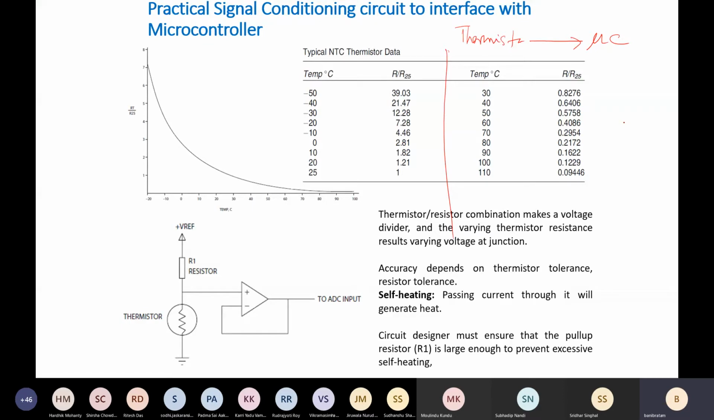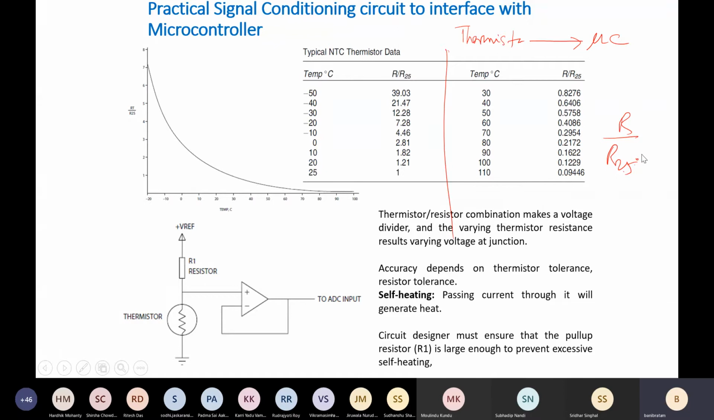Resistance ratio means what is meant by R by R25. That means with respect to the 25 degree centigrade temperature, the corresponding resistance is R25, and at this 110 degree centigrade, the resistance is R. So in that way the ratio is expressed over here. Okay. Now when I want to design some signal conditioning circuits for the thermistor, then what I have to do?